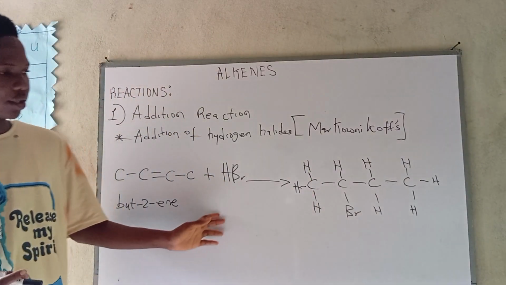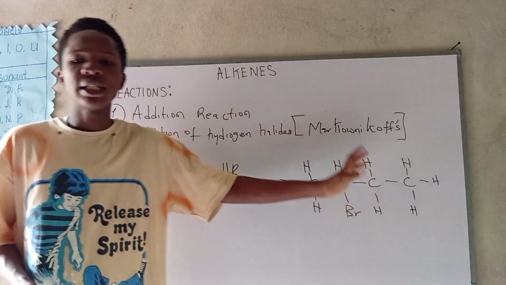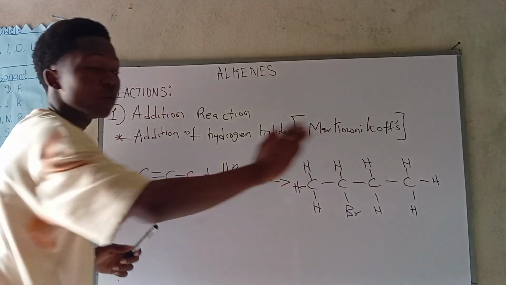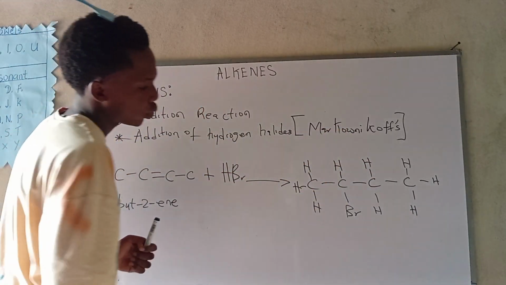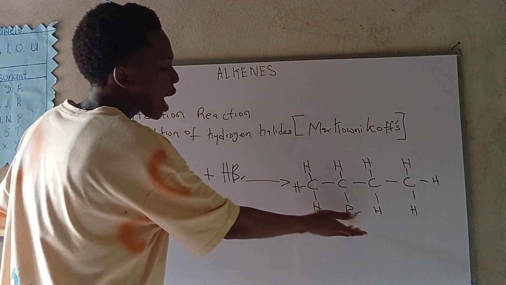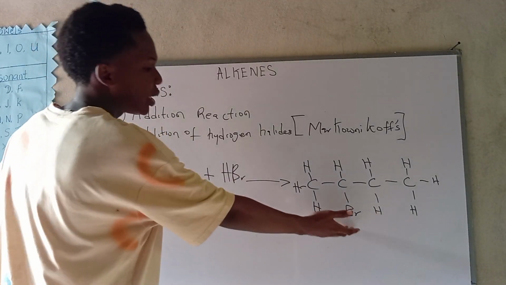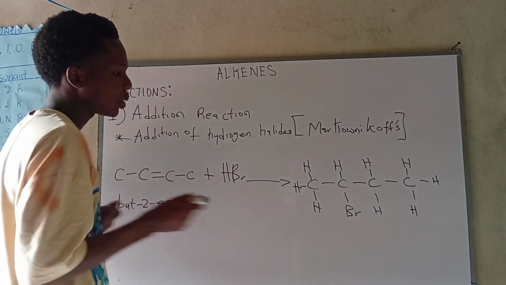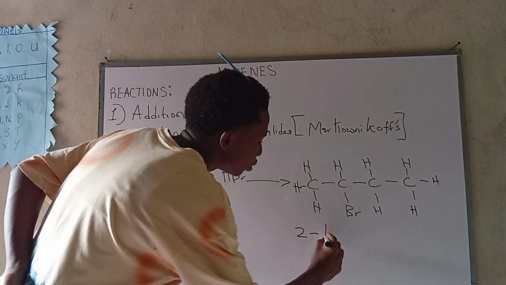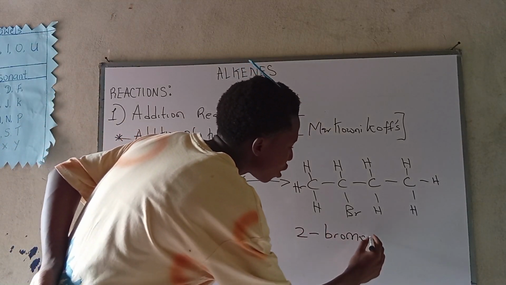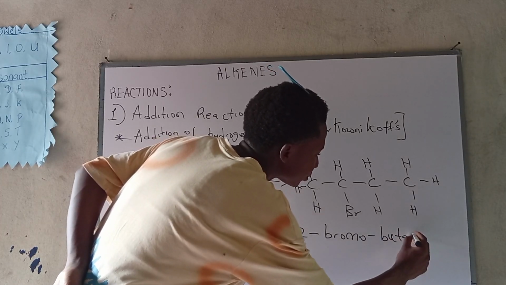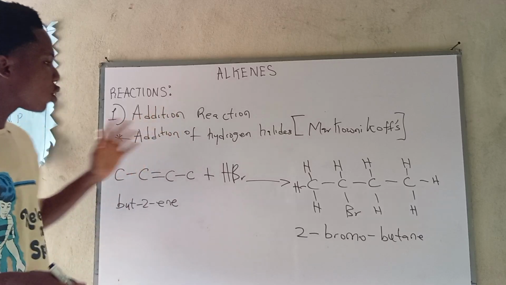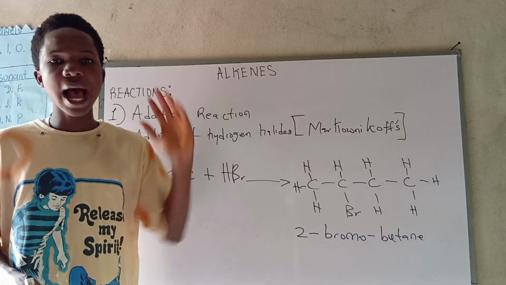Now, from the look of things, what then do we call this compound right in front of us? Normally, we already know it is butane. So now we count and we see where the position of our substituent is. The substituent is bromine here and it is on the second carbon. So now, we'll call this 2-bromobutane. Okay, so this is all you need to know about Markovnikov's addition.